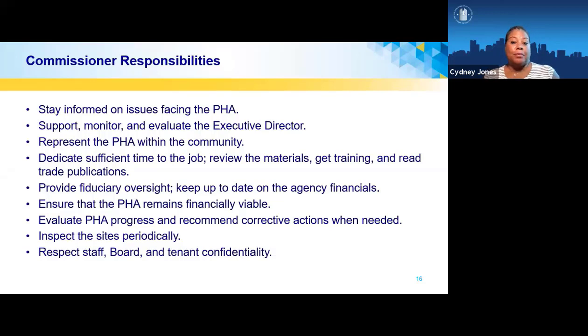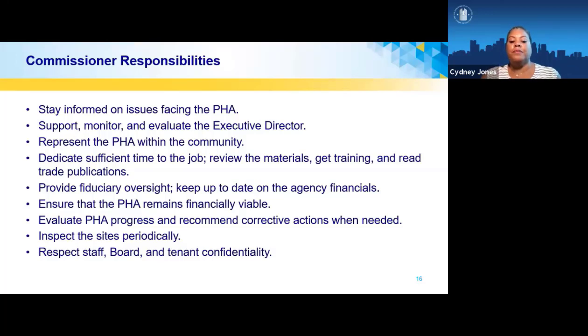There are two key performance indicators that HUD uses to measure housing authorities. One is called PHAS, the Public Housing Assessment System, and the other is called SEMAP, Section 8 Management Assessment Program. And you can learn more about those in future modules. But as a commissioner, you are charged with the governance of your local agency. You provide oversight of the PHA, which includes a fiduciary obligation to ensure that the agency remains financially viable.